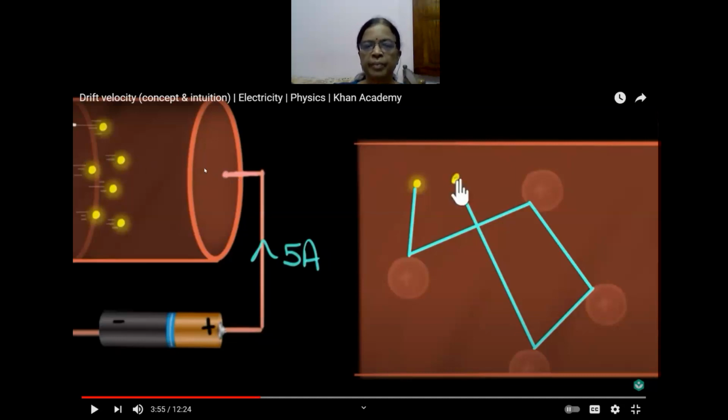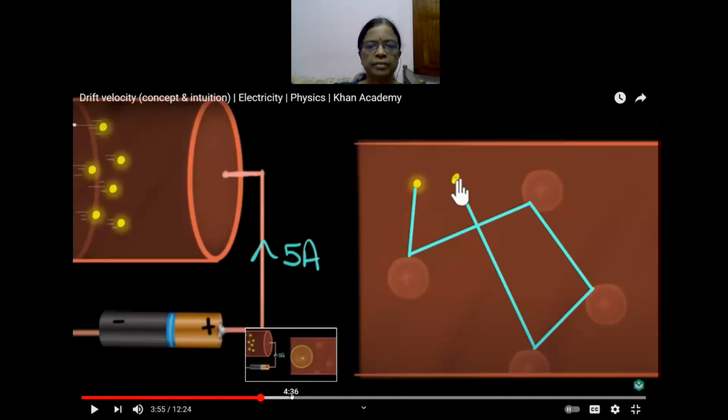That is what is happening. The direction is towards the positive of the battery, against the electric field. The electric field direction is from positive to negative, towards the left, but the electrons are moving in the opposite direction of the electric field, towards the positive of the battery. So they move with a constant velocity. That I will show you.